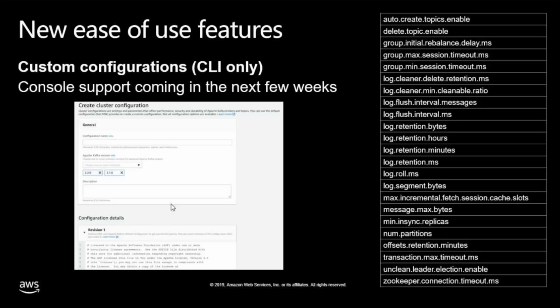So here's a list of configurations that you can now tune for Amazon MSK, and that's on the right. And you simply just provide a text file with your configuration details and load that to a cluster. Currently, this is only supported in the CLI. We will be announcing console support in the next few weeks, but you can get started today using the CLI and deploy your own custom configurations there.